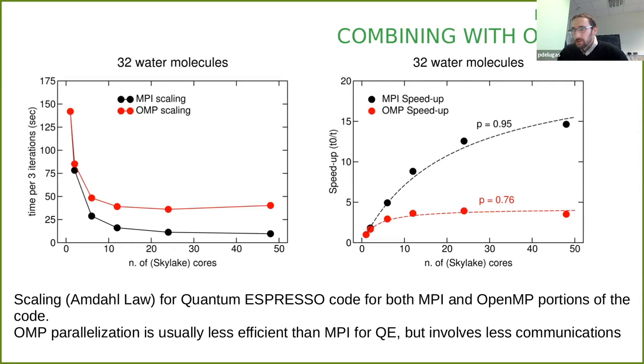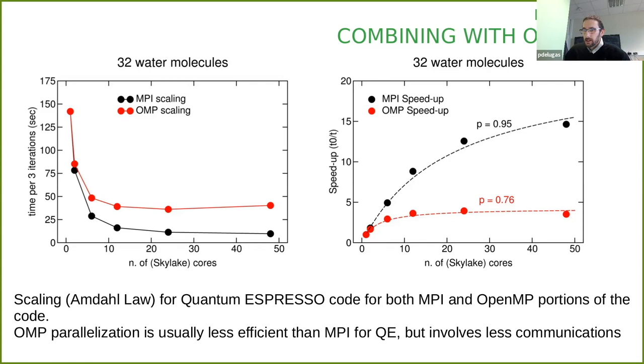So, okay, let's pass now to the OpenMP parallelization. Of course, Quantum Espresso was built starting from an MPI parallelization scheme because of the nature of the problem. When we have a Kohn-Sham algorithm, which is an intrinsic distribution over a number of points, so k points, the natural way to start to build a parallelization scheme is MPI.